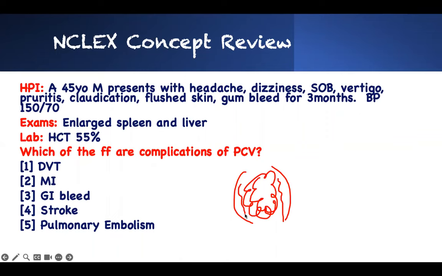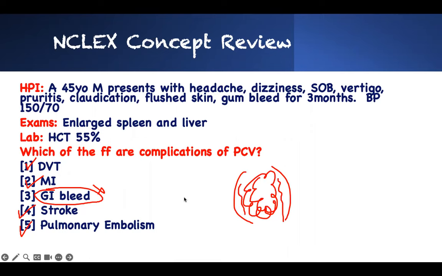If it clots, the major problem is DVT, right? You're going to have a heart attack. They're not going to bleed, GI bleed is a wrong answer. They will get a stroke and they get a PE. It's all thrombosis, so we have to prevent that, and that is all our teaching. So DVT, MI, stroke, and pulmonary embolism. They're not going to have GI bleed.